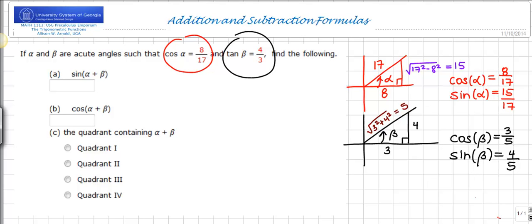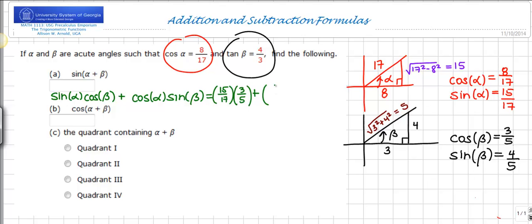Okay, now that we've assembled the sine and the cosine values for each angle, I'd like you to go back and look at your sine formula, which goes sine, cosine, keep the middle, cosine, sine, and then fill in the values. Sine of alpha, 15/17, cosine of beta, 3/5, plus cosine of alpha, 8/17, times sine of beta, which is 4/5.